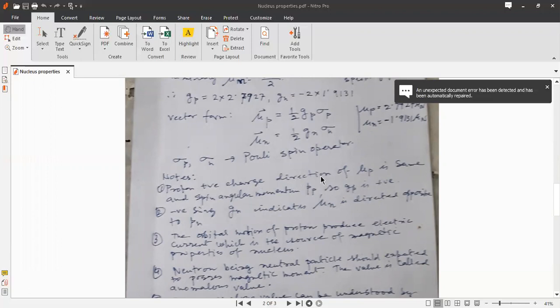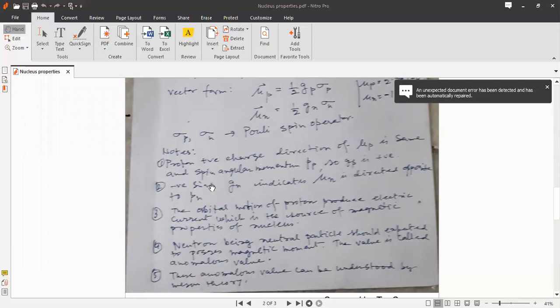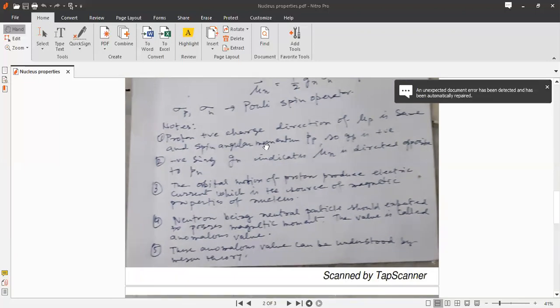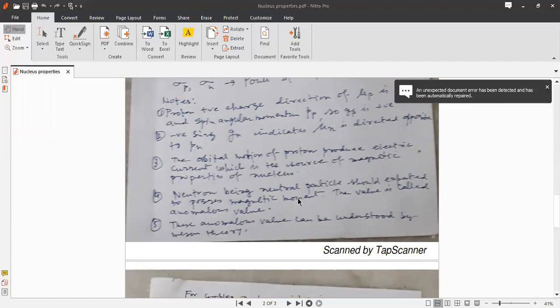The proton is positively charged, and the direction of μ_p, that is the magnetic moment due to intrinsic spin, is the same as the spin angular momentum. So the Landé splitting factor is positive. The negative sign of g_n, the Landé splitting factor for the neutron, indicates that μ_n is directed opposite to the spin angular momentum. This is very important. The orbital motion of the proton produces an electric current, which is a source of the magnetic property of the nucleus. We'll discuss this a little bit later.